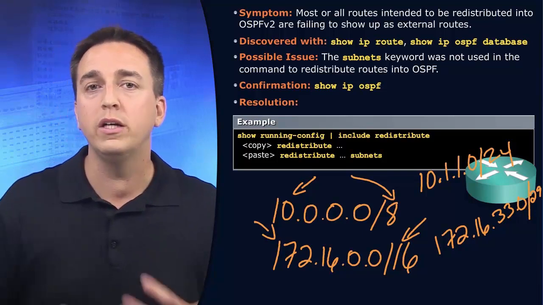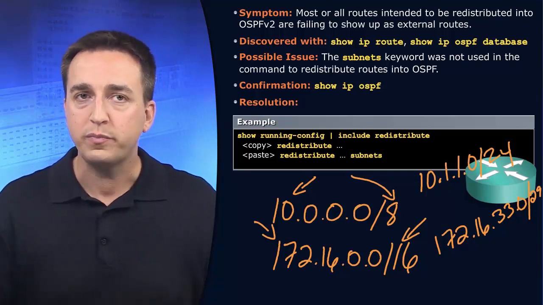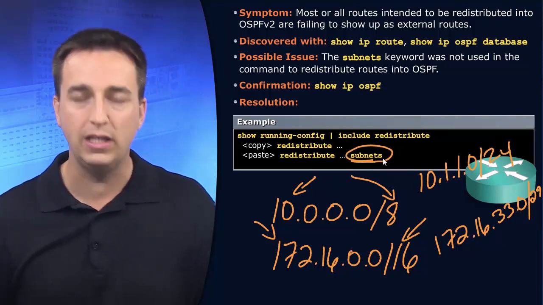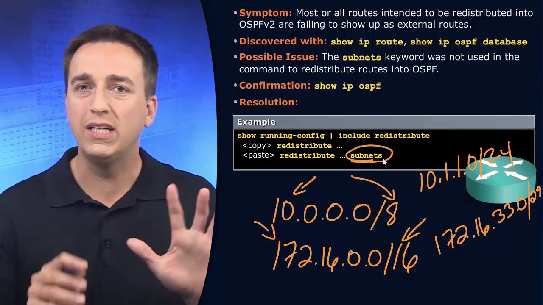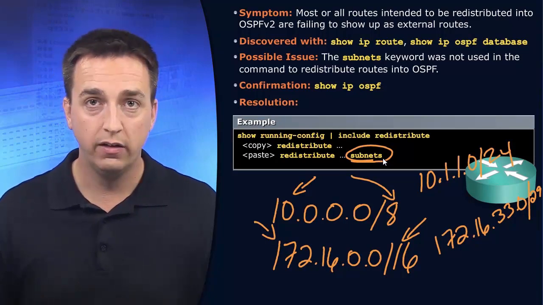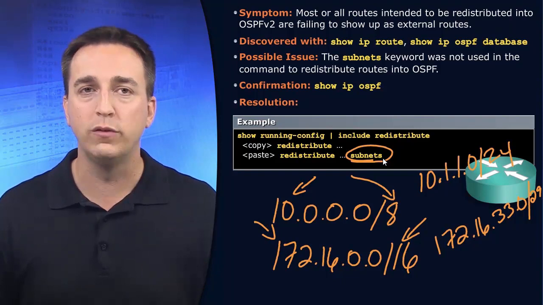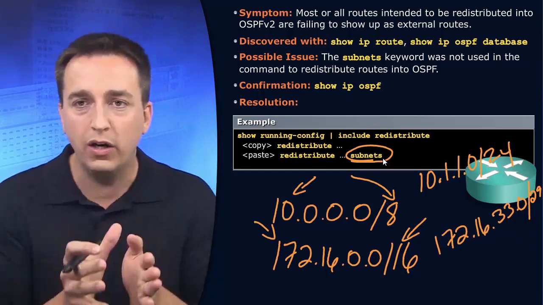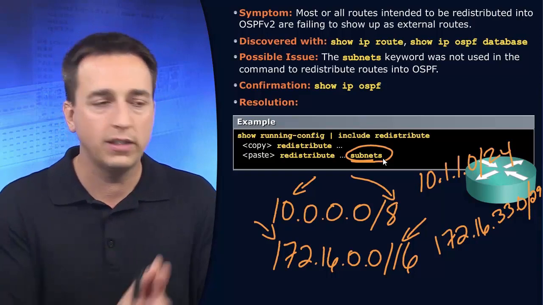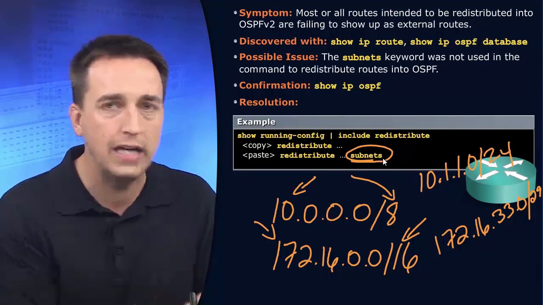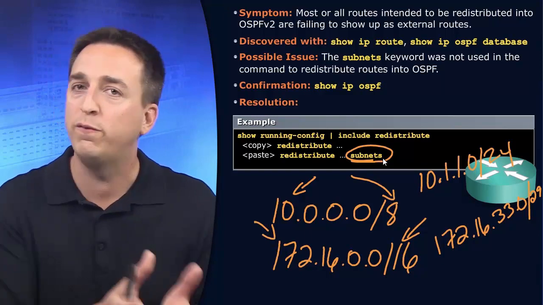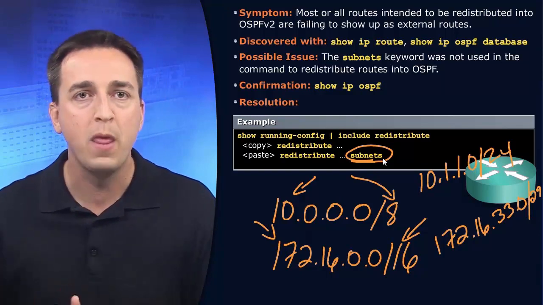When performing redistribution with OSPF, if we fail to include the subnets keyword, only classful networks are redistributed. That's it. Only classful. What that means is the OSPF router is going to look in the routing table and see if there is a Class A network with a /8, or a Class B network with a /16, or a Class C network with a /24. If it finds any of those, it redistributes it.